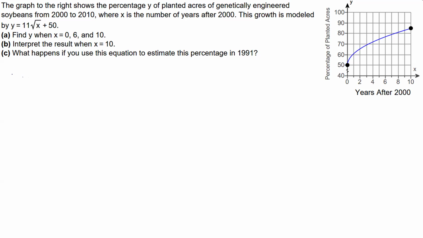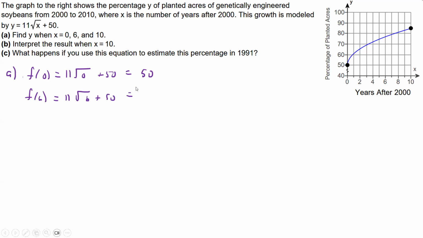All right, so starting with A, basically we want to say f of 0 is equal to what? Well, that's going to be 11 times the square root of 0 plus 50, which is just plain old 50. And then f of 6 is equal to 11 times the square root of 6 plus 50. Now, I don't know what that is, so we're going to write this down. And then f of 10 equals 11 square root of 10 plus 50. And so we'll work on those on our calculator.